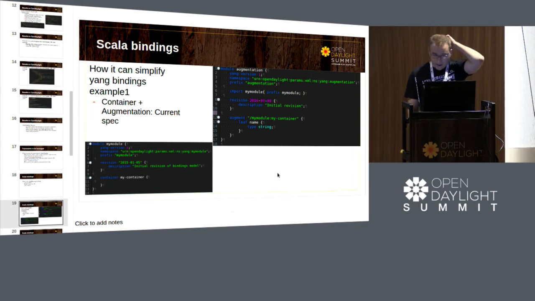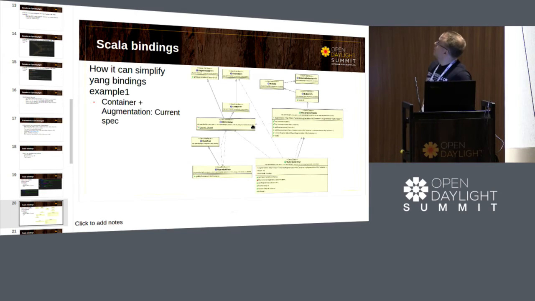So I have a small example of a module. We have the my module here. Actually, it's just a container plus an augmentation, so I have two Yang files defined. Here I have my module and a module augmentation, and we can see that my container is empty, and we have the augmentation of my module with my container with a leaf name of type string. So the current spec, which is v1, generates these classes when you compile this code. There's a couple of classes that could be scrapped because of mixins.